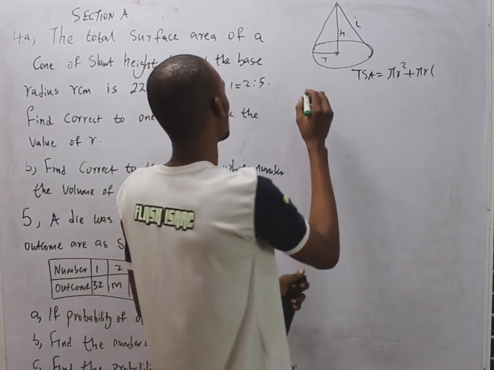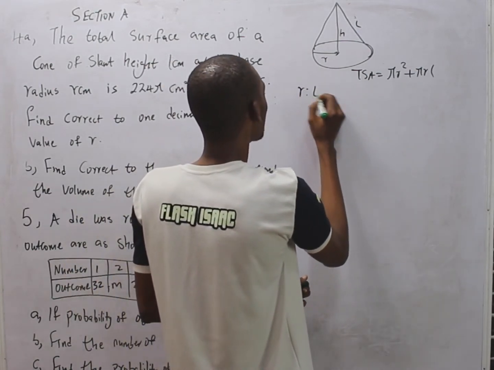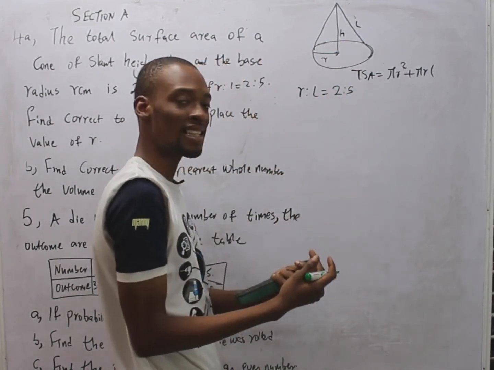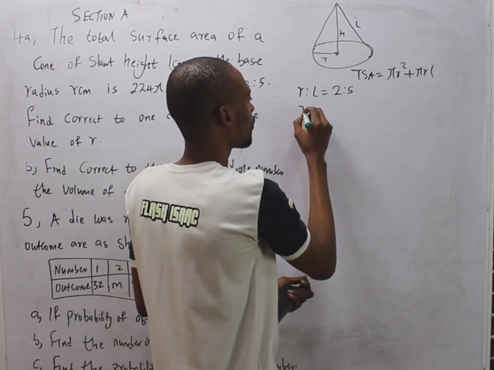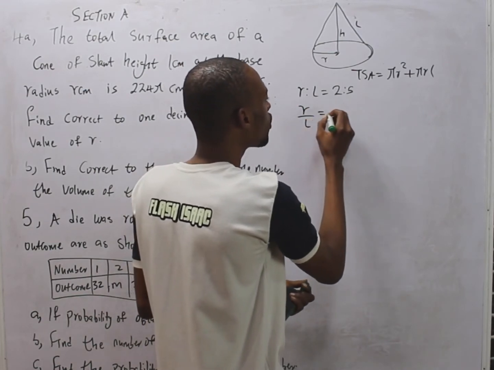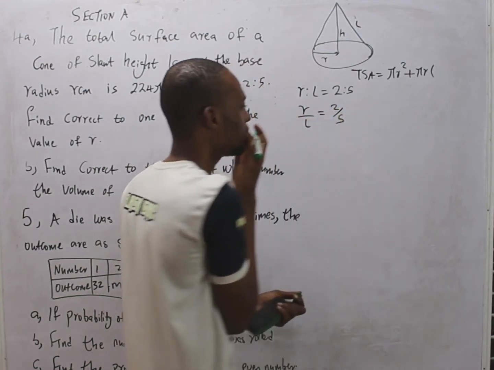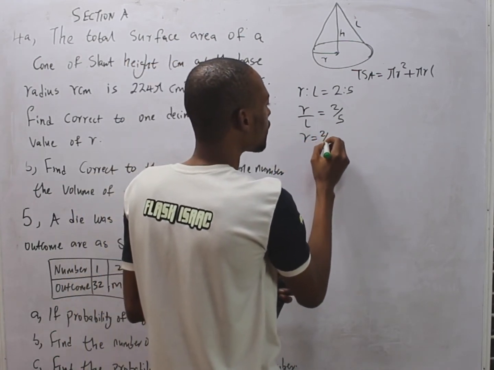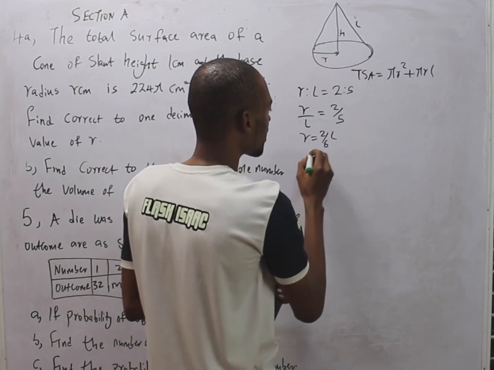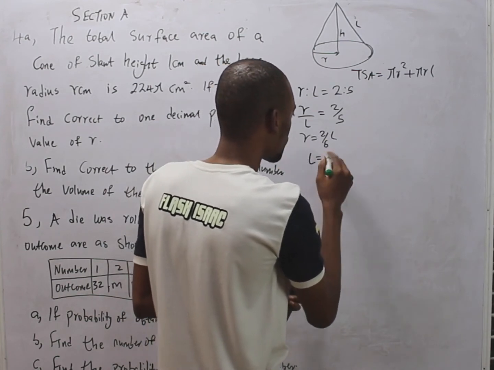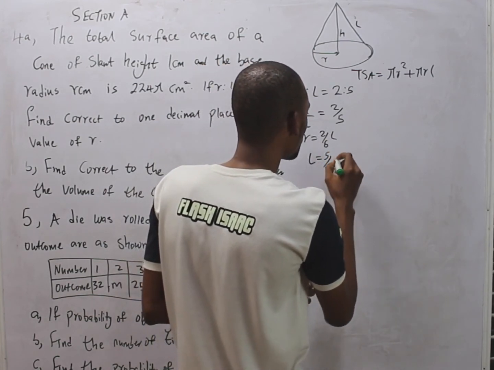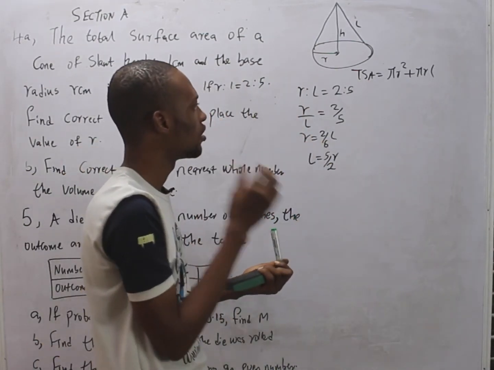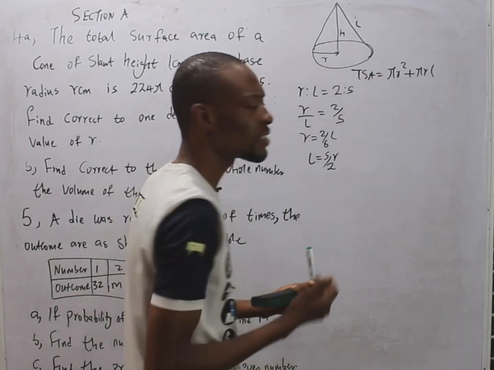We are told that the ratio of radius to slant height is 2:5. This implies that radius over slant height is equal to 2/5. Therefore, radius is equal to 2/5 slant height, and slant height is simply 5/2 r. With this, let's substitute into total surface area.